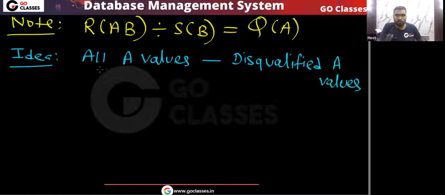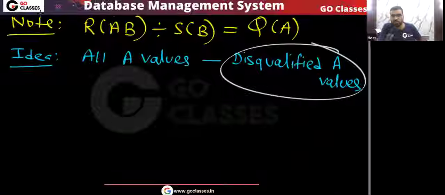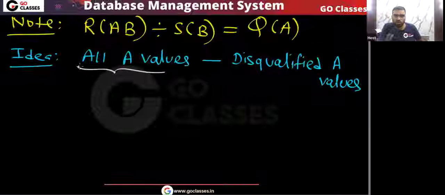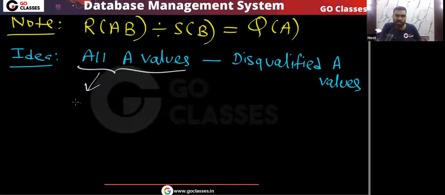Yes or no? From all A values, remove the disqualified A values. Now, all A values, this is very easy. How to find all A values? Project A from R. These are all the A values.